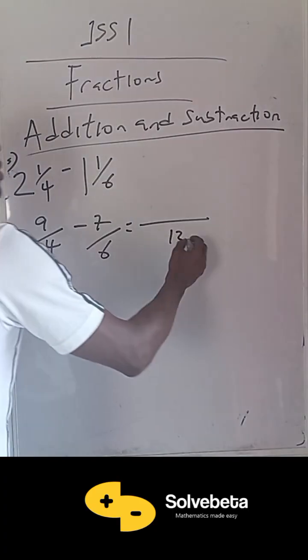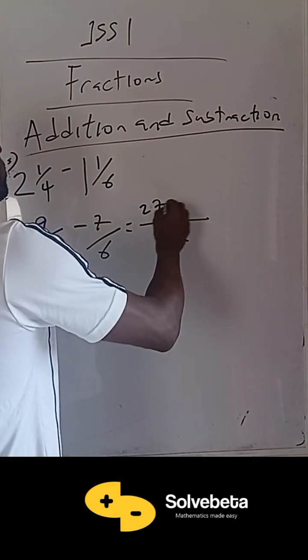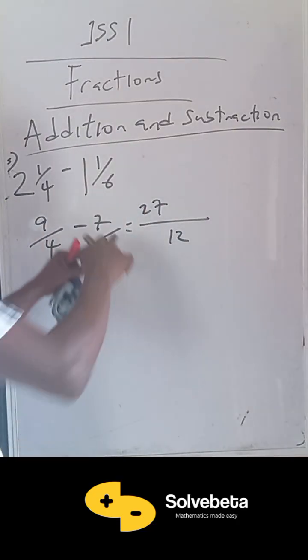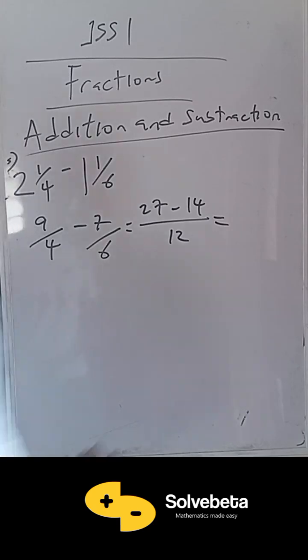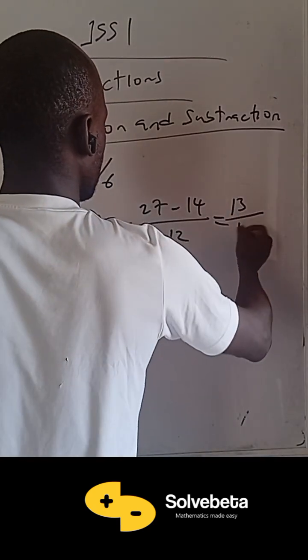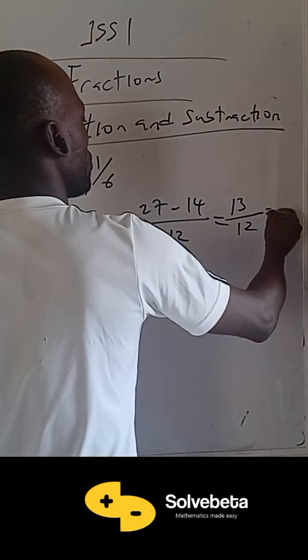So you have 12. 12 divided by 4 is 3. 3 times 9 is 27. 12 divided by 6 is 2. 2 times 7, 14. So 27 minus 14, that should be 13. 13 over 12. Is it 13? Yeah, 13 over 12.